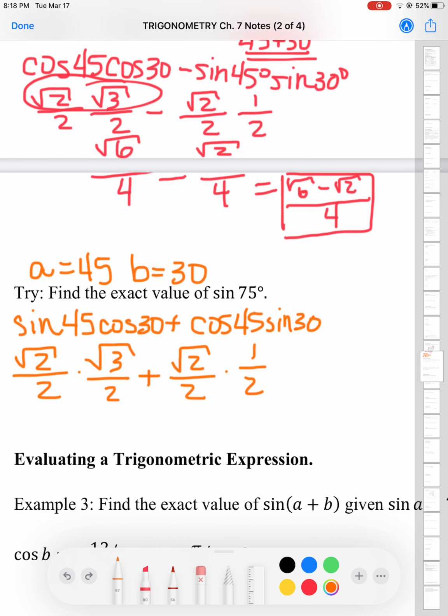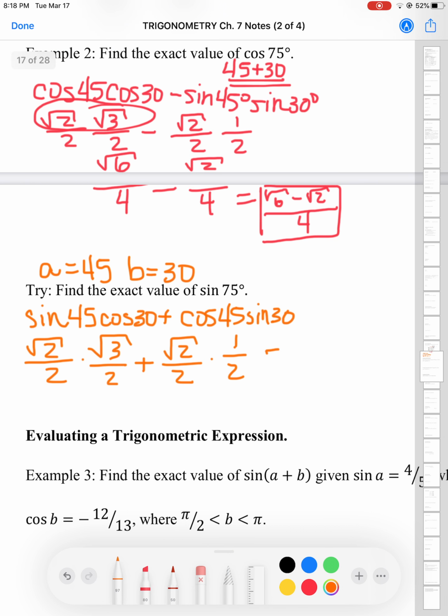that's about it so far. So this again is root 6 over 4 plus root 2 over 4. So root 6 plus root 2 over 4.